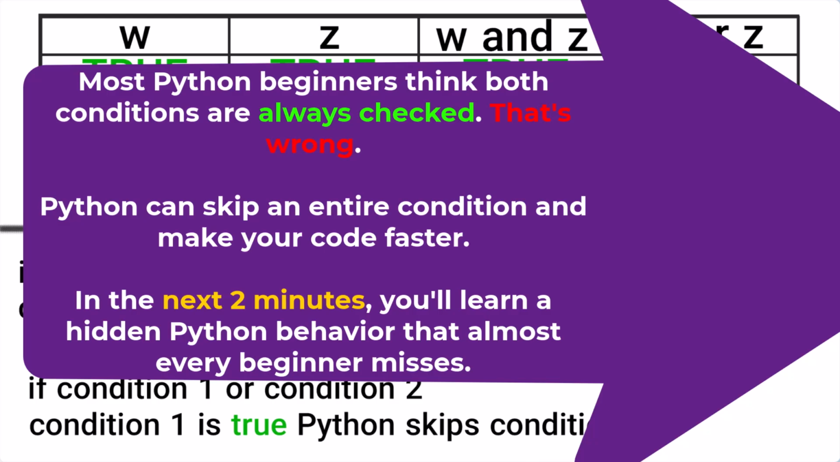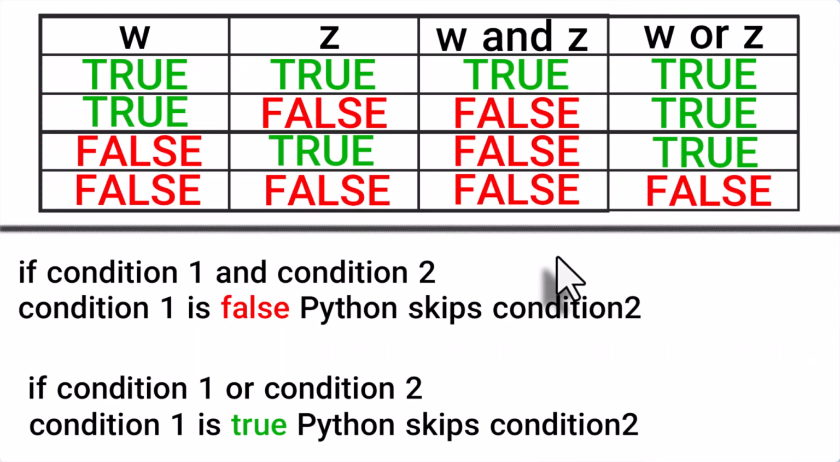Hello everyone. In Python, the logical operators and or are used to combine conditions, but they behave differently depending on the truth value of each condition.